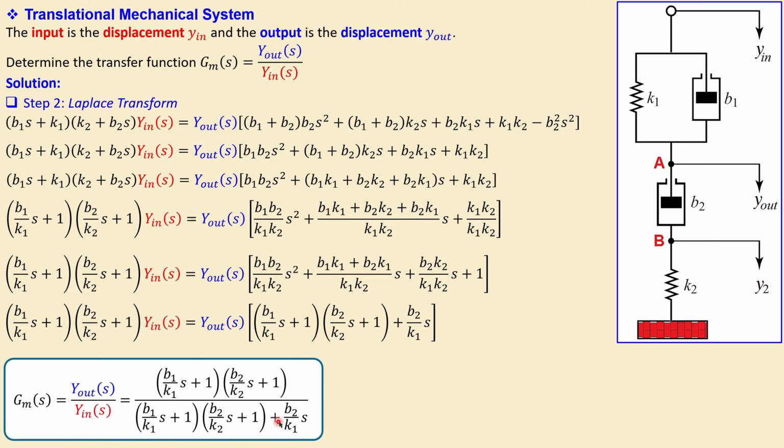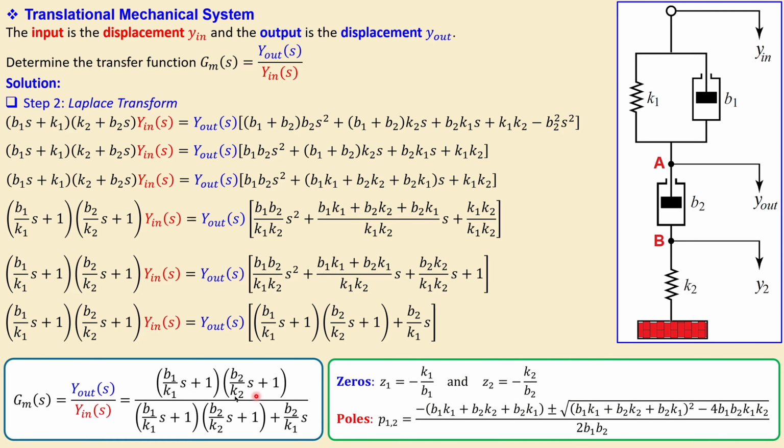Now we have a second order system with 2 zeros and 2 poles. The zeros are quite easily determined. You equate that numerator to 0 and you will get minus k1 over b1 for the first zero. Another zero is minus k2 over b2. But the poles are a little bit more difficult. You need to set this denominator to 0 and then have this equation, which is given in symbolic form using the quadratic formula solution.